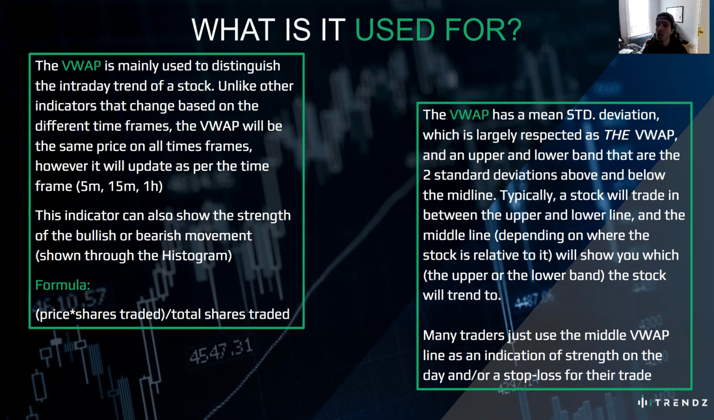VWAPs also have standard deviation lines, so they'll have 2 standard deviations up and 2 standard deviations down. Traders often say the VWAP and are actually talking about the midline there, the actual true average, right? Those 2 standard deviations above and below are just your upper and lower bands.